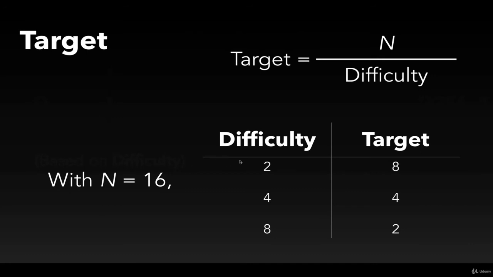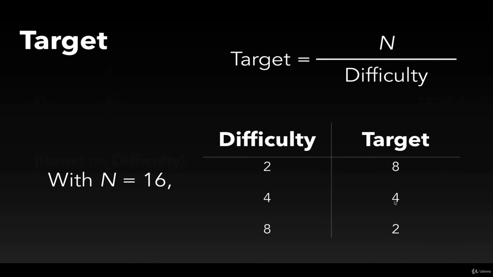And at the very beginning, we set the difficulty to 2. Yeah, so if we started with 2, we take n, which is 16, and divide it by 2. That gives us 8. So our target lands at 8. Now let's say over the course of 2 weeks, more miners show up, and we want to double the difficulty. Then by taking difficulty from 2 to 4, our equation would then become 16 divided by difficulty of 4, which would give us a target of 4. So the proportion to notice here is that if we double difficulty, then target gets cut in half.